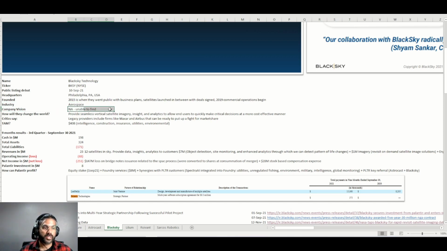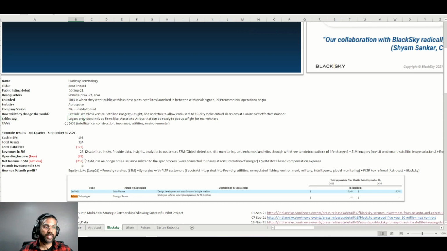Company vision, it's not really listed on the website. How will they change the world? The overall vibe I was getting was that they want to provide seamless vertical satellite imagery, insight, and analytics to allow end users to quickly make critical decisions in a more cost-effective manner.